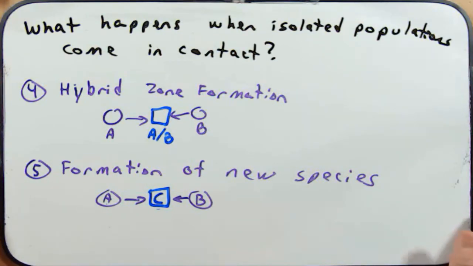We talked a lot today about how species are formed. We talked about how allopatric speciation occurs and how sympatric speciation occurs, and then we ended with talking about what happens when these distinct populations that have gone through speciation have come back together.